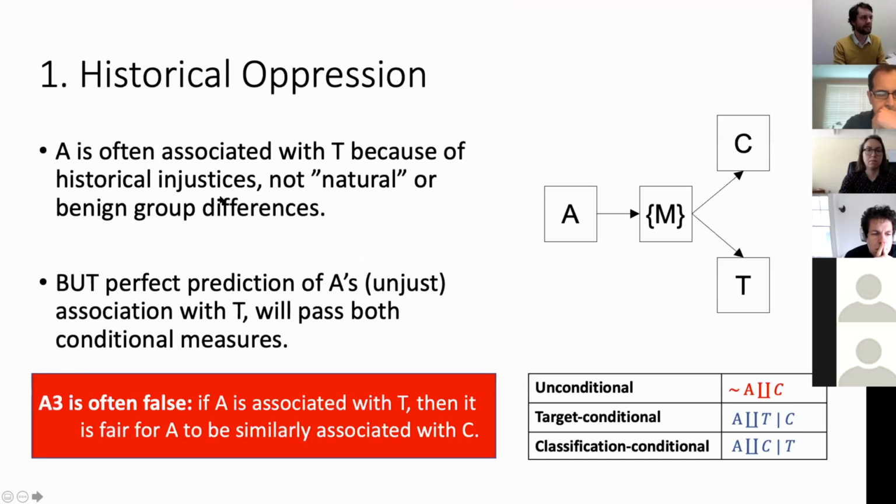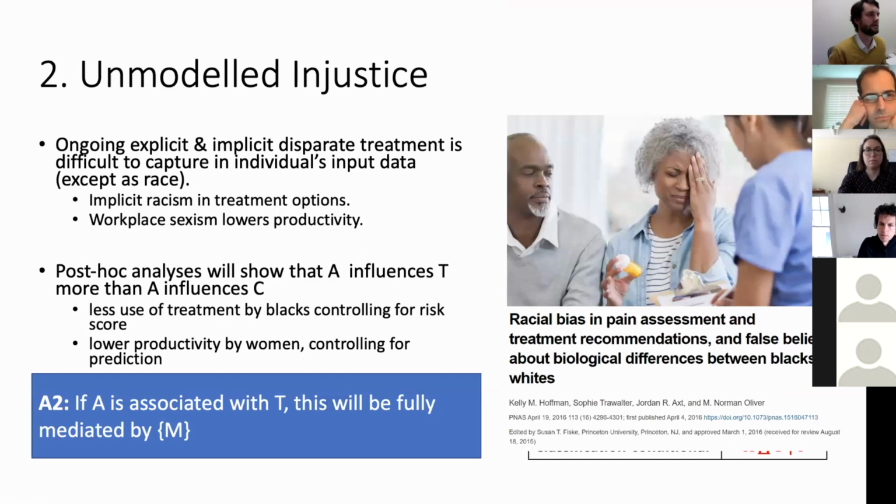So if that's true, perfect prediction of A's unjust association with T, while it will pass both conditional measures, isn't going to give you a fair outcome, right? And so we should reject A3 in the context of historical injustice. Similarly, this one's a little bit more complex.